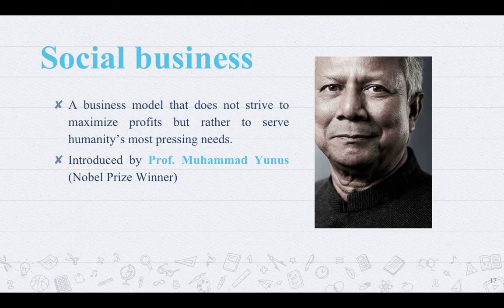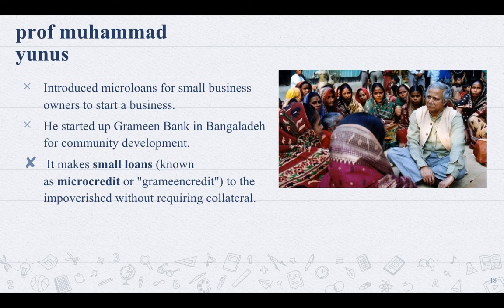It was first introduced by Professor Muhammad Yunus. He was a Nobel Prize winner, and what he basically did was design a business model that can help people based on what they need on a daily basis. He introduced microloans for small business owners to start a business. Basically, he loaned some money to small companies or small entrepreneurs to help them start up their business.